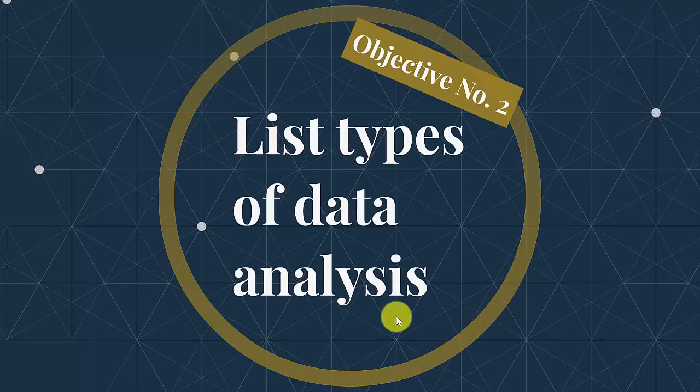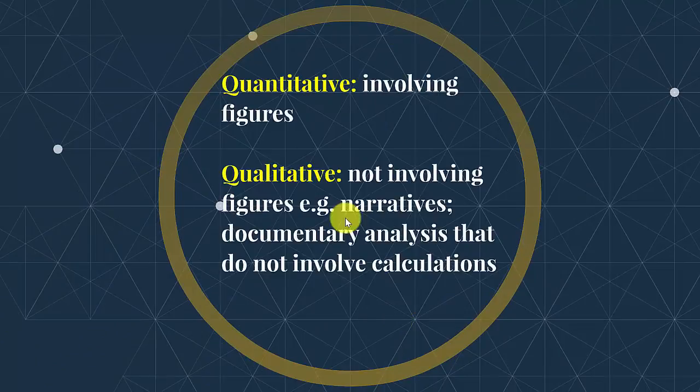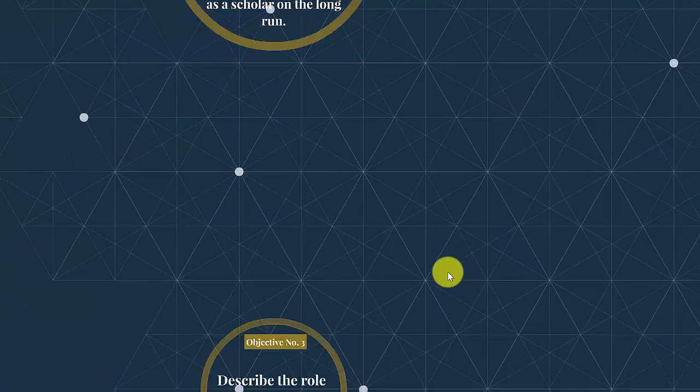We're moving on now to objective number two, to list the types of data analysis. So, dear class, how many types do you think we have? 20, 10, 1, 2? Okay, for the purpose of this lesson, I've aggregated all of them into two. Quantitative data analysis, which will involve figures, and I said to you, don't be scared of figures. The other is qualitative, and these largely do not involve figures. They are like narratives, documentary analysis that do not involve calculations.